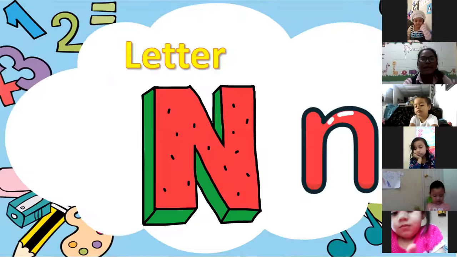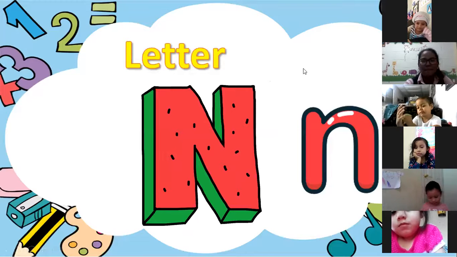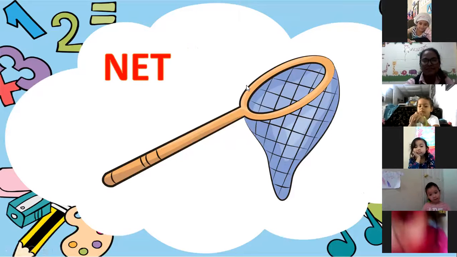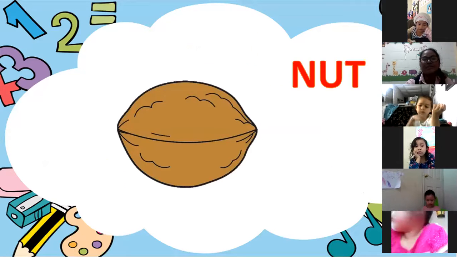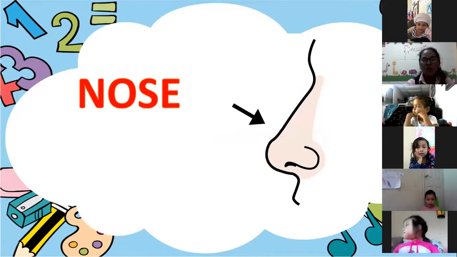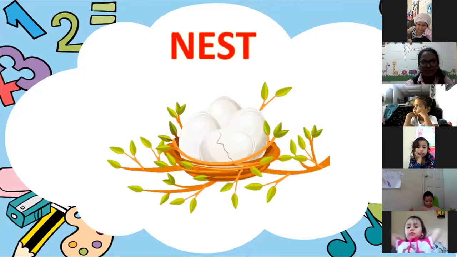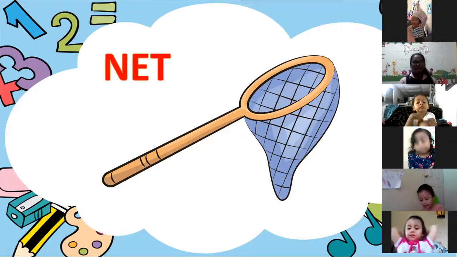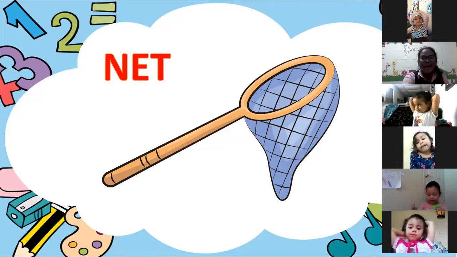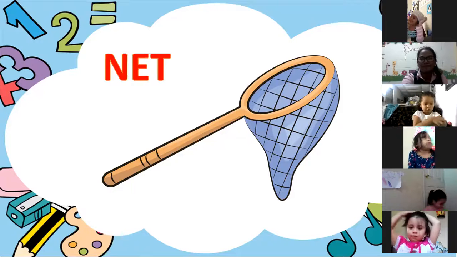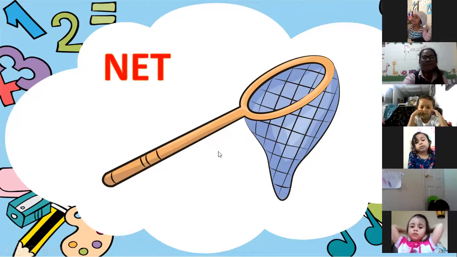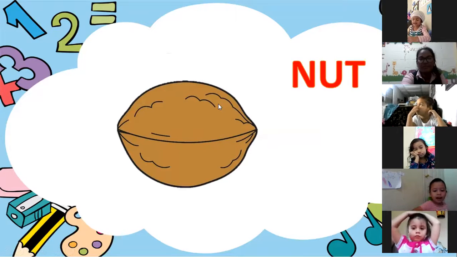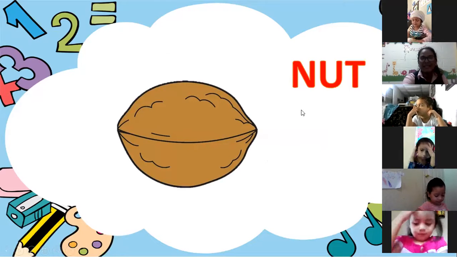Okay, remember this is the letter N. We had net. Look, girls, this is a net. Nut. Nest. And nose. What is this, Sofia Pilar? Net. Yes, thank you. Adri, what is this? This is a nut. Repeat, Adri. Nut. Yes, this is a nut.